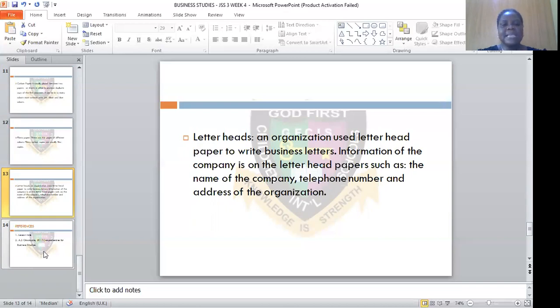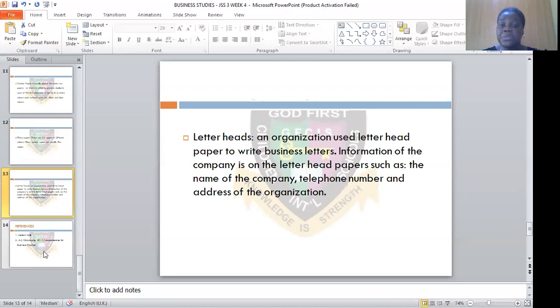And the last is the letterhead. Letterhead is like a form of identity for an organization. Whenever it is used, you don't need to ask which organization, because every detail that you need about the organization is on the letterhead. It is the information about the company, such as the name of the company, the telephone number, the address of the organization, and so on. Those are the things that you see on the letterhead of the organization.